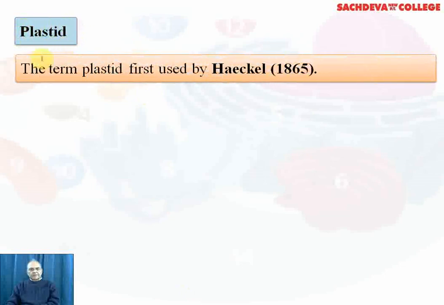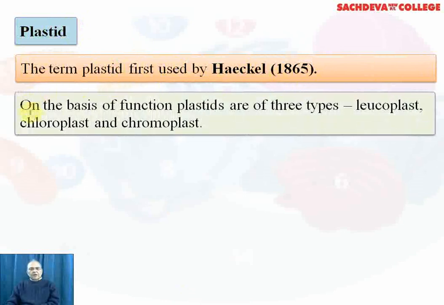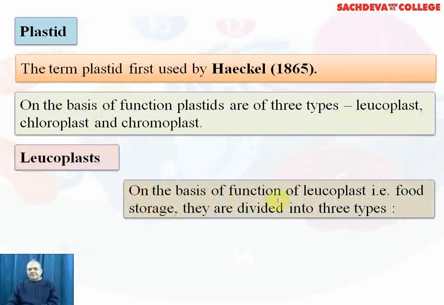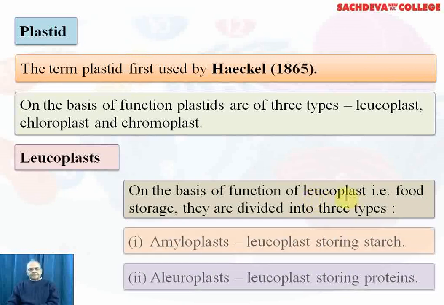Plastid. The term plastid was first used by Haeckel in 1865. On the basis of the function of plastids, we categorize them into three types, that is leucoplast, chloroplast and chromoplast. Leucoplasts are concerned with food storage and are again divided into three types. Number one, amyloplast, the leucoplast which stores starch.